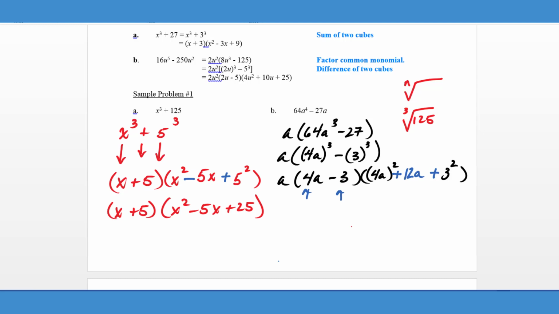Now I need to come back in here and consolidate that trinomial, so I'm going to be left with the final response of 4a minus 3, 16a squared plus 12a plus 9. And that's our final answer.